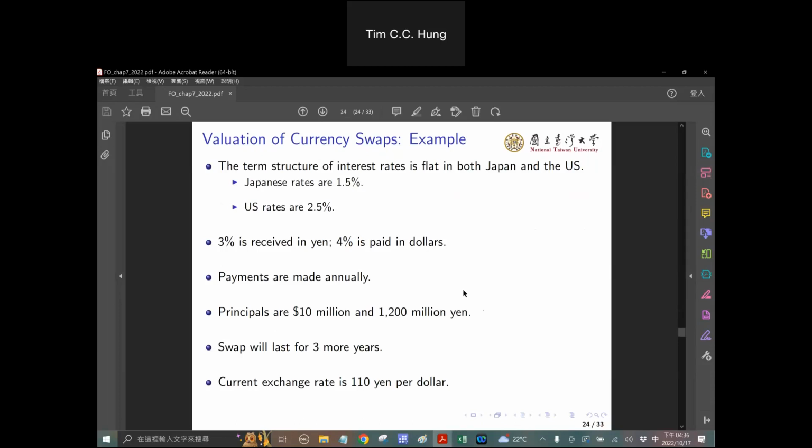So let's talk about valuation of currency swaps and learn about it using examples. Suppose that we are talking about a currency swap of Japanese yen to US dollars. The term structure of interest rates is flat in both Japan and the US. What does it mean? When we are talking about valuation, we have to do discounting, you have to discount future cash flows. So it's important to know what the suitable discount rate is. And to make things easy, usually questions just assume a flat term structure, or a flat yield curve.